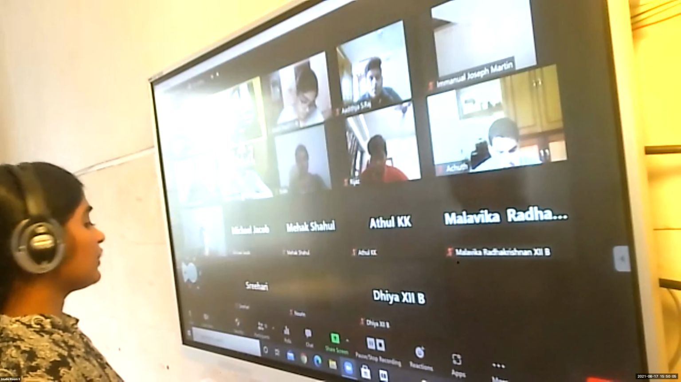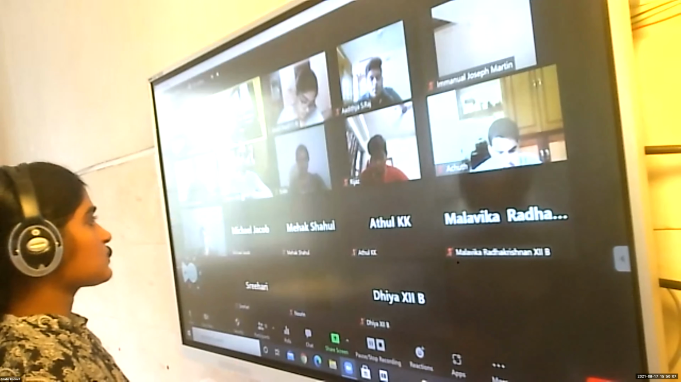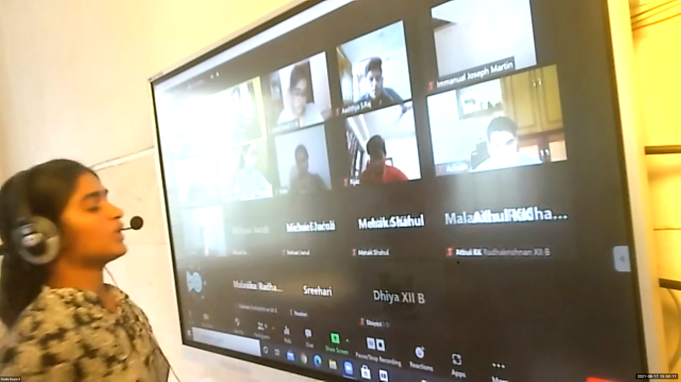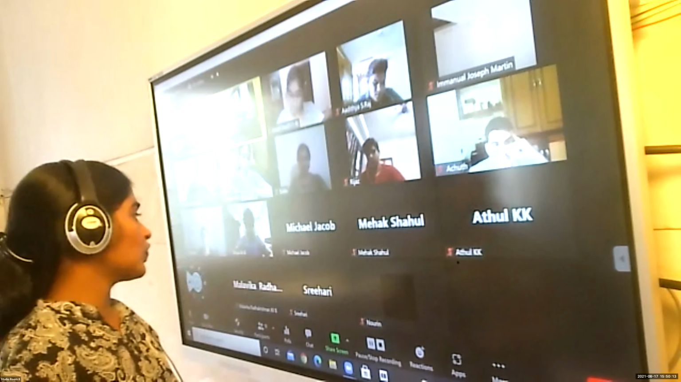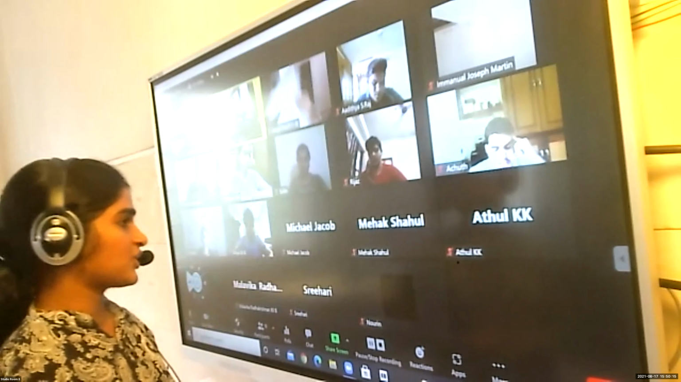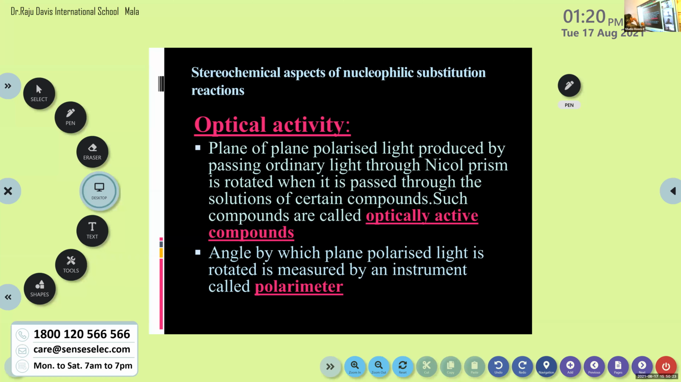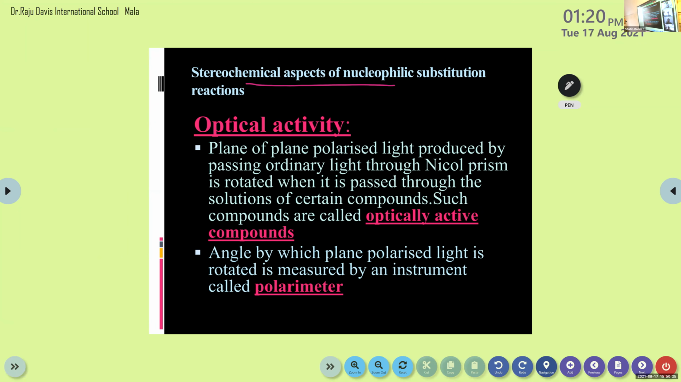Okay. Now we are moving to the stereochemical aspects of nucleophilic substitution reaction. Stereochemical aspects of nucleophilic substitution reaction. And the first term is optical activity. Optical activity.